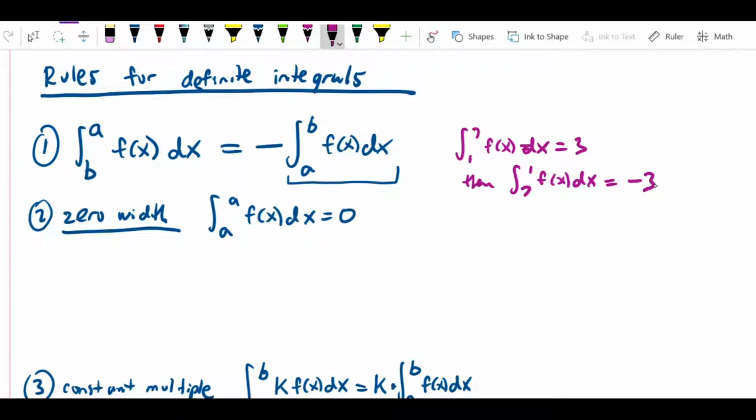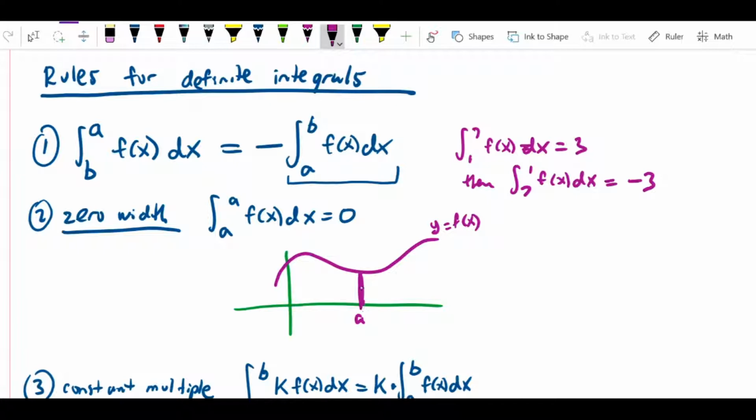Okay, next rule is zero width integrals. So what happens if I integrate from a to a? If I integrate any function from a to a, it's sort of easy to see what happens there. In other words, I'm taking this marvelous function y equals f of x, and I'm simply picking a point a, and I'm going to find the area under the curve just on this interval that has no width. So I have a region that has zero width, which means that it's not going to have any area.